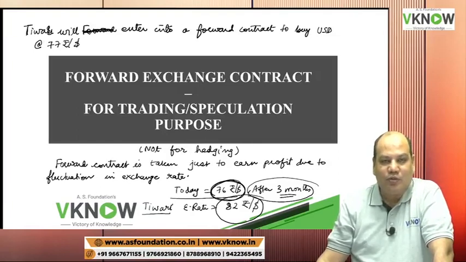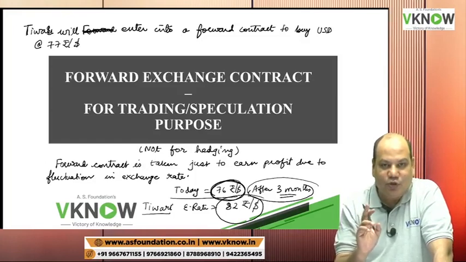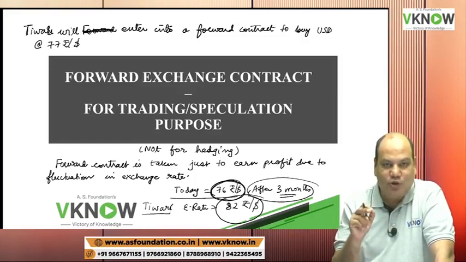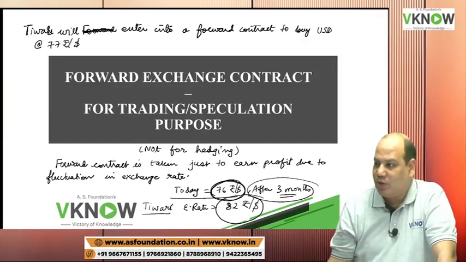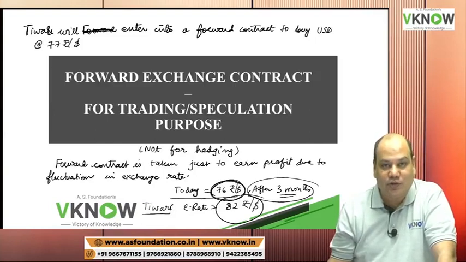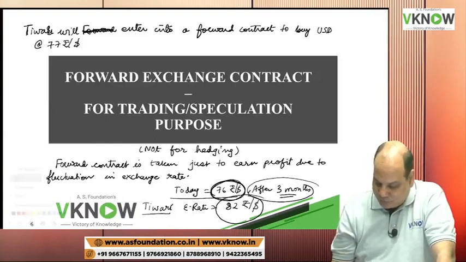So this is what is called forward contract for speculation or trading. Here the objective is not to hedge the risk. The objective is to make profit because you are expecting that exchange rate is going to move up or move down in a certain direction. One more example I will give you.